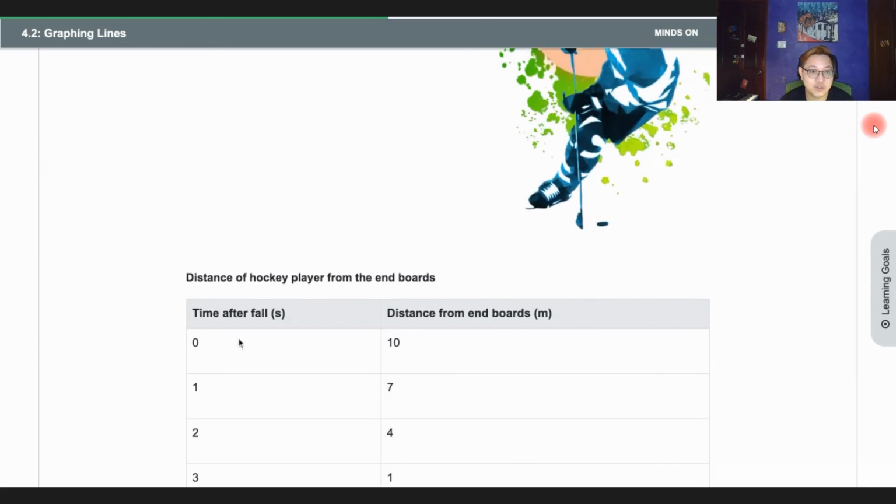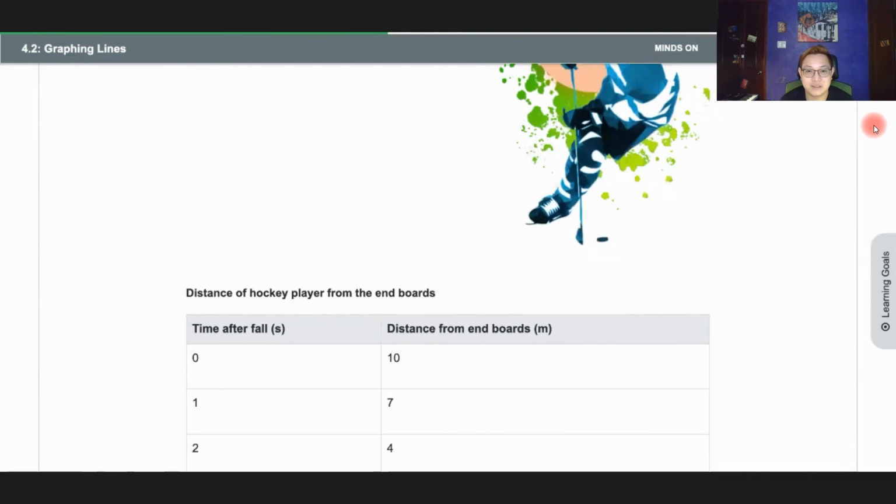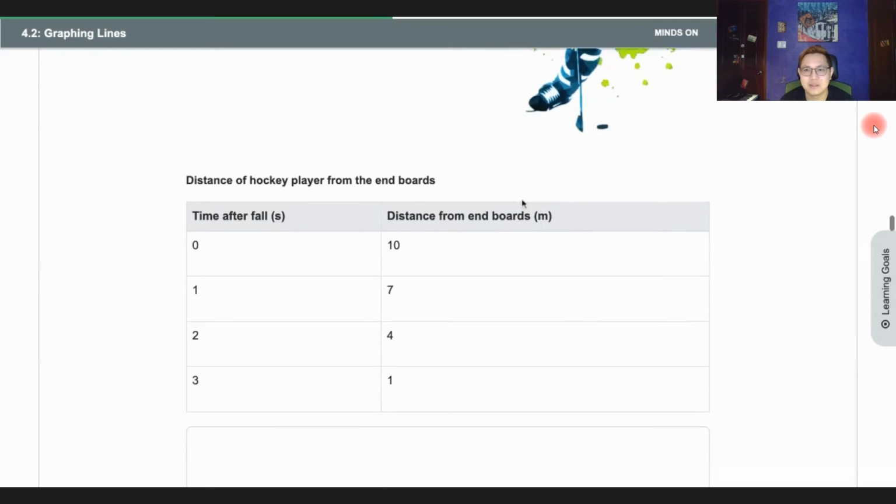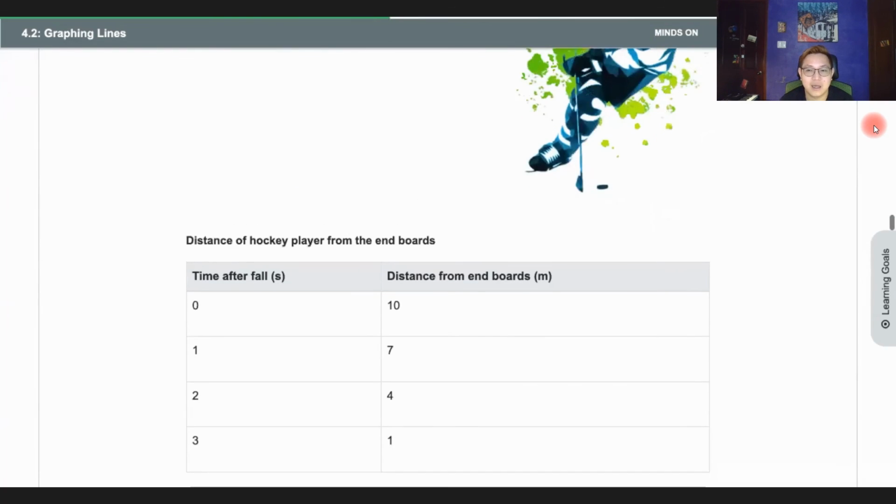Okay, so I think from here on it's just going to be the same thing. Graphing lines, and I think you just have to spend time solving them.